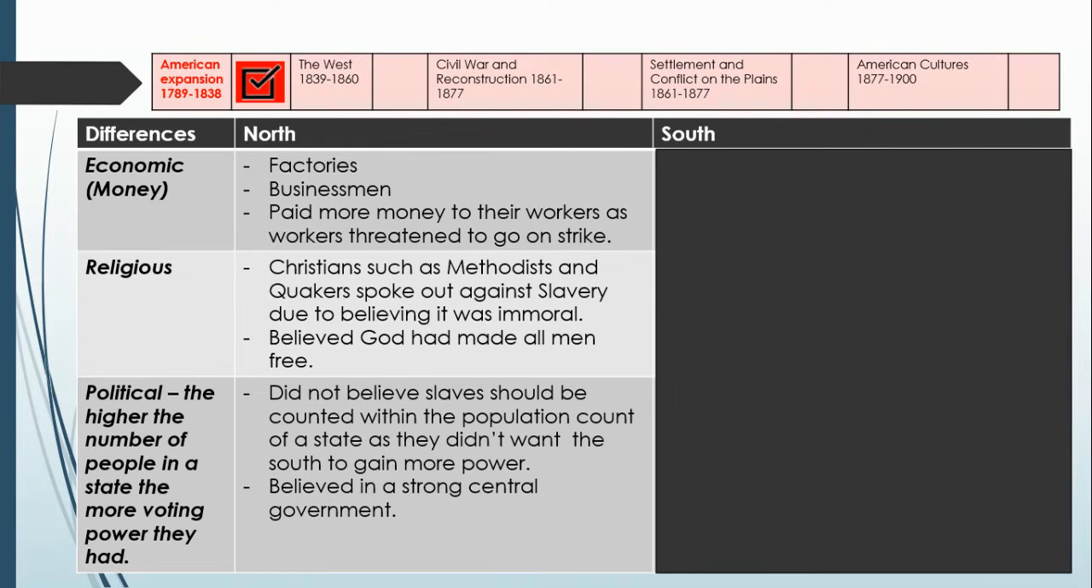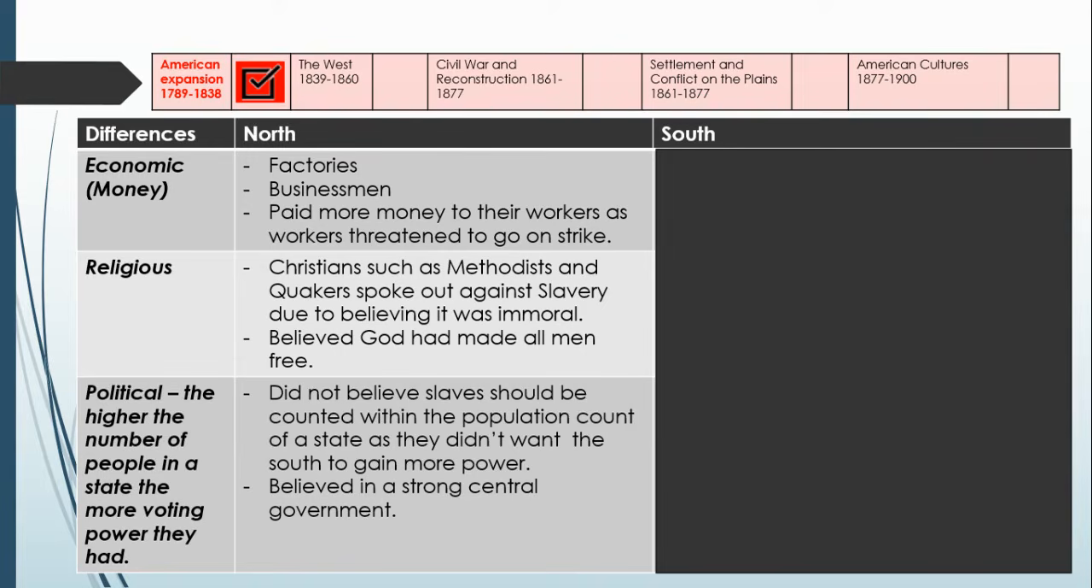And the North believe in a strong central government. So remember we spoke about the fact that some people believe that states should be more powerful. The North believe that the central government should be stronger, so the President and Congress, rather than the states themselves.